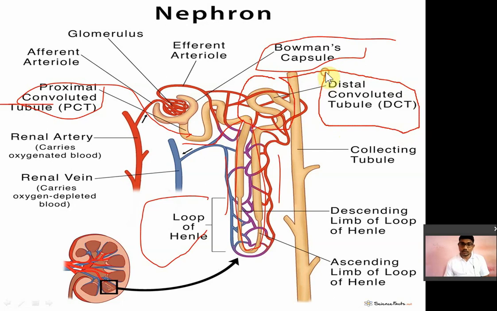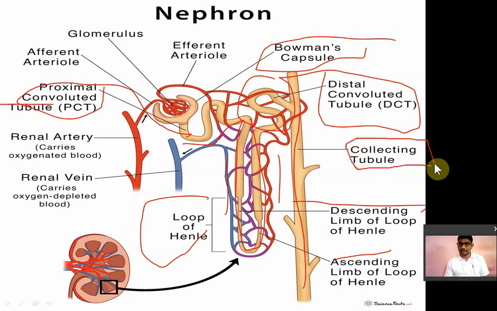Okay, Bowman's capsule, proximal convoluted tubule, distal convoluted tubule, and after that there is a collecting duct. So we can see here ascending loop of Henle, descending loop of Henle, everything is mentioned. So the last part is known as a collecting tubule. So here a number of your collecting ducts used to attach to a collecting tubule.